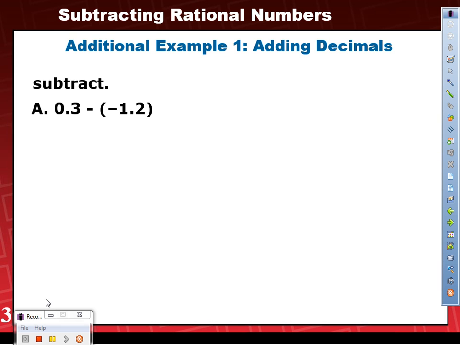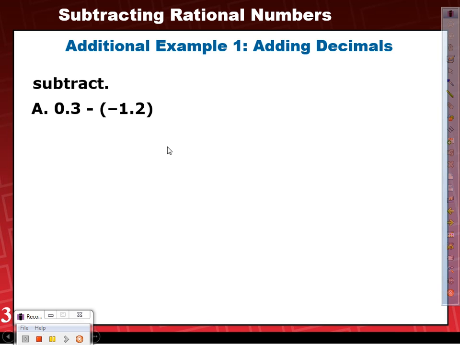Okay? So let's see. Pens down, eyes up here. And step 1. What does step 1 say, Jorge? Step 1 says, use the additive inverse property. Focus, please. Use the additive inverse property. What does the additive inverse property say?